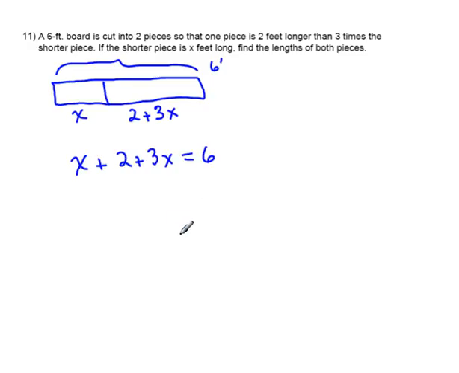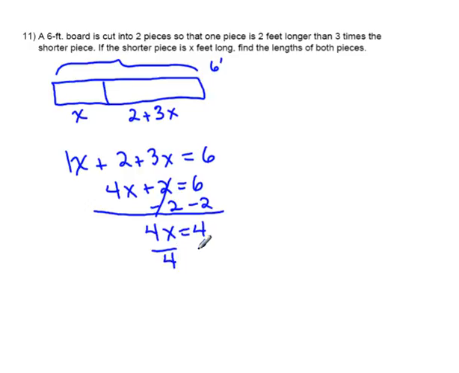And now that's a pretty straightforward equation to solve. Collect your like terms on the left. You have 3x and 1x is 4x. Bring down the plus 2 equals 6. Get rid of the 2 by subtracting it from both sides. 4x equals 4. Get rid of the 4 by dividing, and x equals 1.